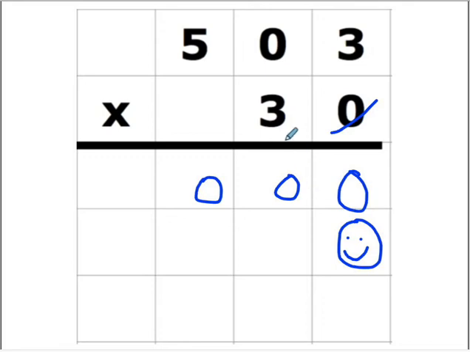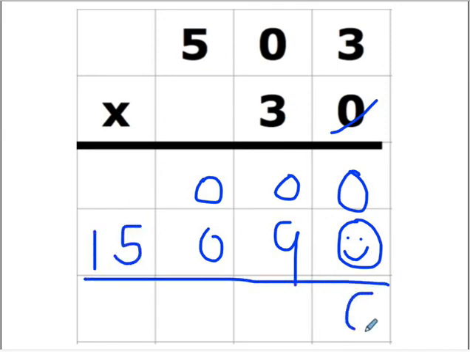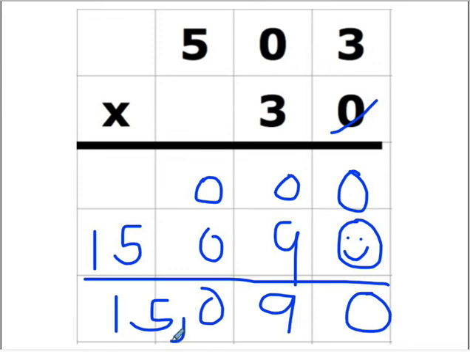bunch of zeros. 3 times 3 is 9. 3 times 0 is 0. And 3 times 5 is 15. So we end up with 15,090 when we add up our second row.